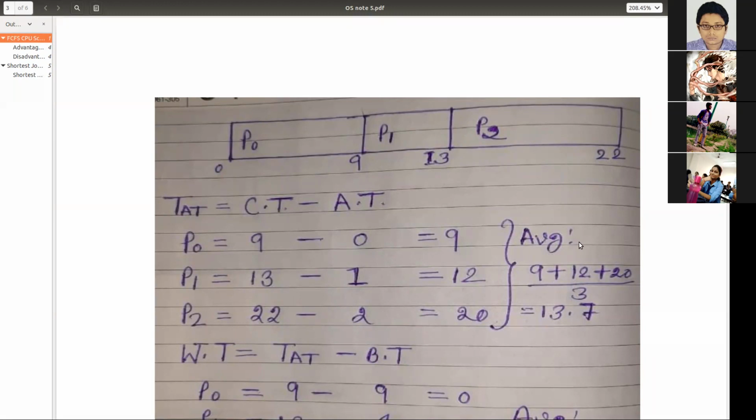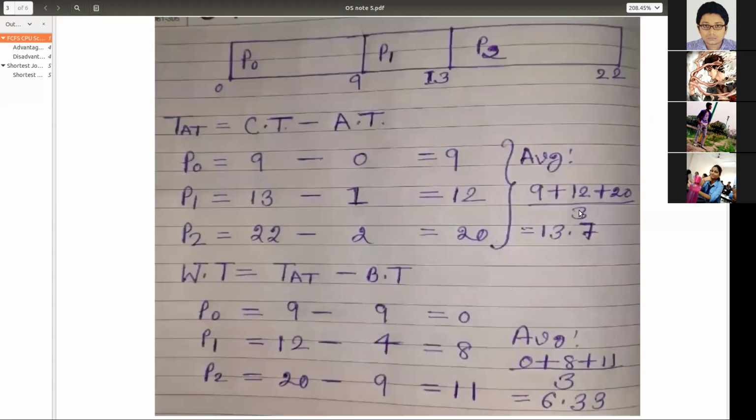Next is waiting time. For these three processes, the formula is turnaround time minus burst time. Process P0's turnaround time is 9 and burst time is also 9, as mentioned in the question paper. So waiting time will be 0, and you can verify that from the Gantt chart. P0 started from time 0, so it has not waited for any time unit, so its waiting time will naturally be 0. Now for P1, turnaround time is 12, from the Gantt chart, and burst time is 4, given in the question paper, so the waiting time will be 8.